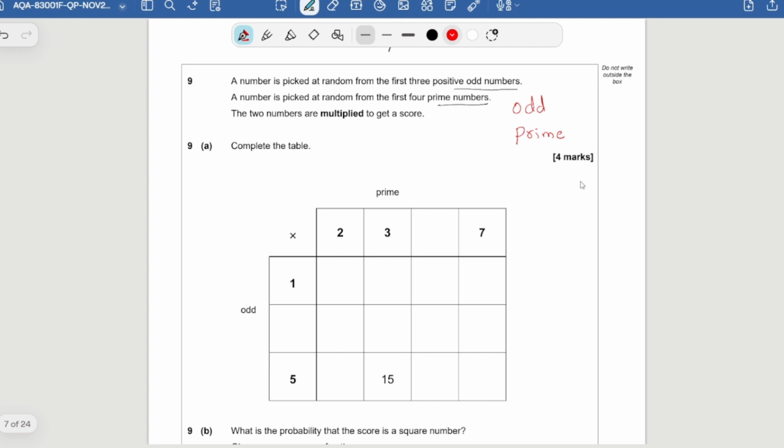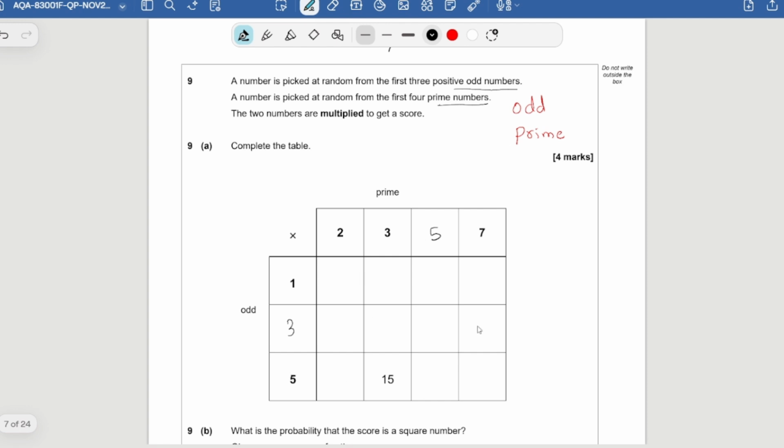To fill this table, first we need to fill in the remaining prime numbers and the odd number. So 2 and 3 are the first two prime numbers. The next will be 5. And for the odd numbers, the missing one is 3 here. 1, 3, 5. These are the odd numbers in this range.